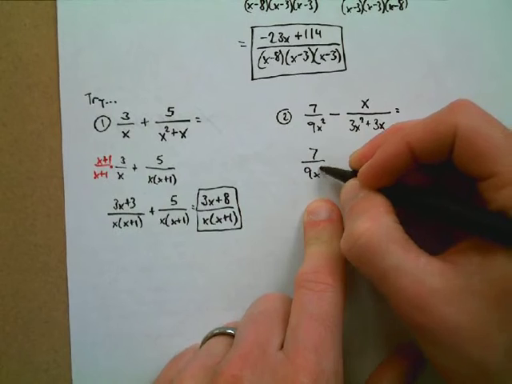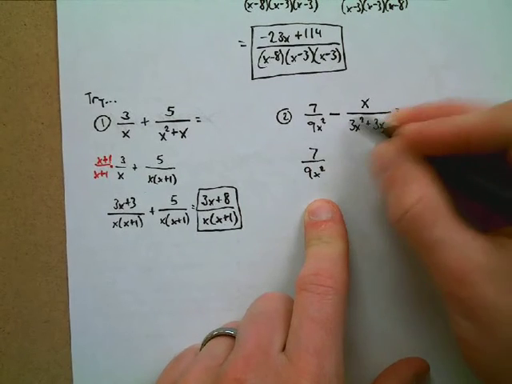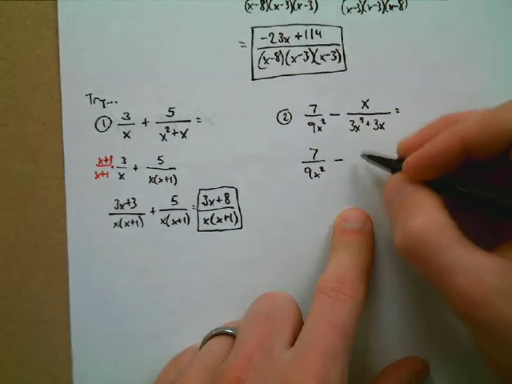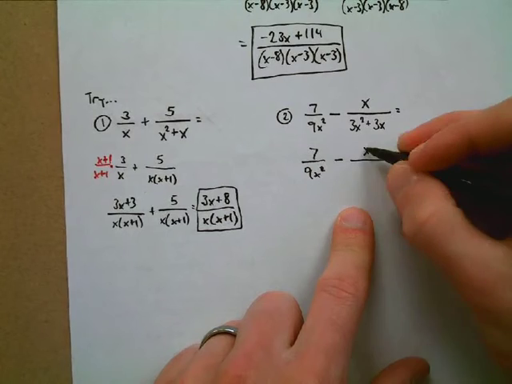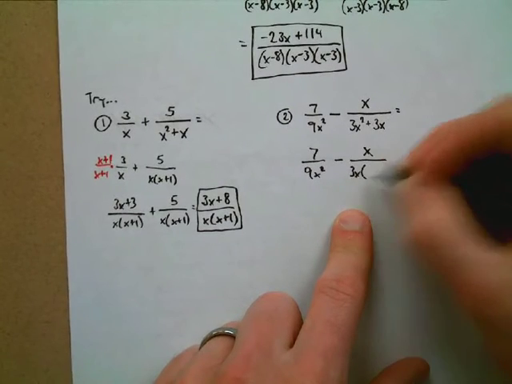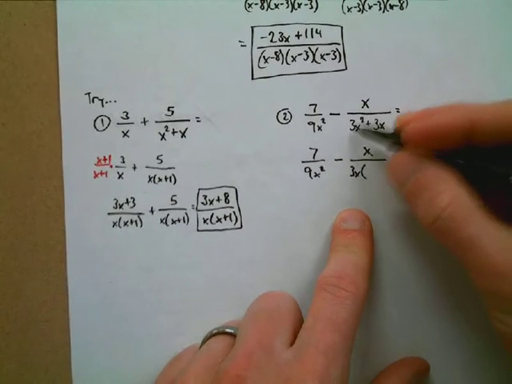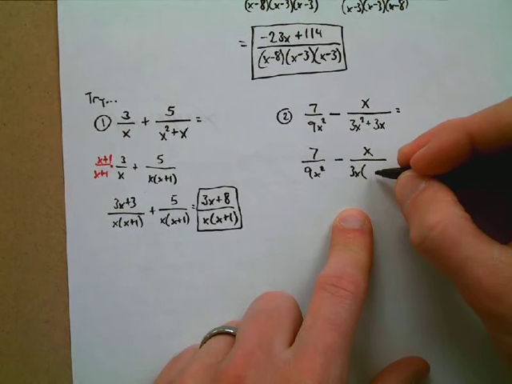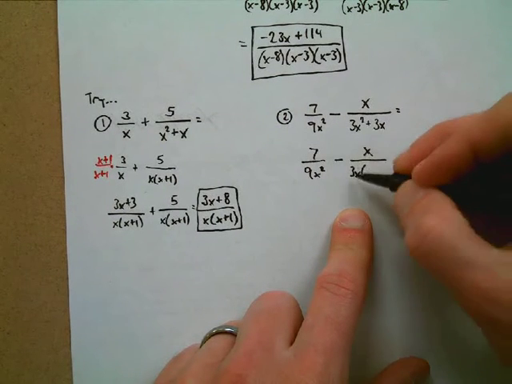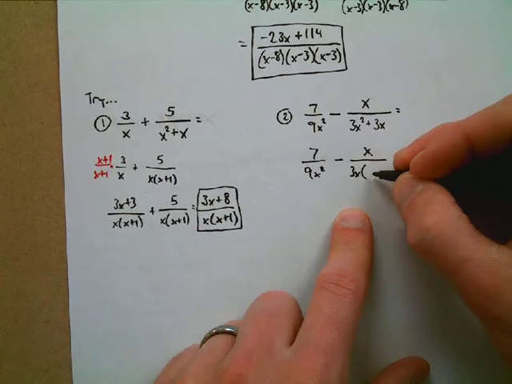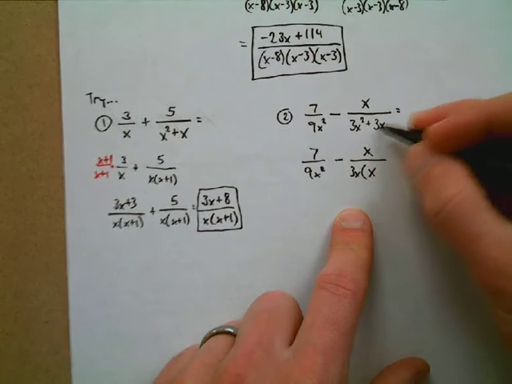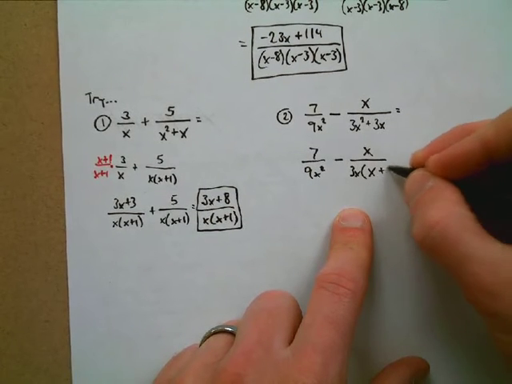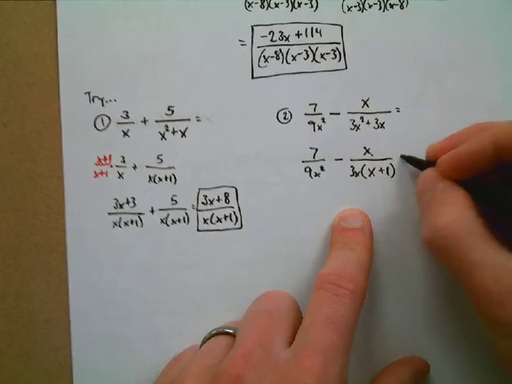Okay, but this denominator does factor. What can we take out of this denominator here? A 3x. Okay, take a 3x out of 3x squared. What's left behind here? Take a 3x out of 3x squared. What's left behind? X, yeah. Take 3x out of 3x. What's left behind? A 1.